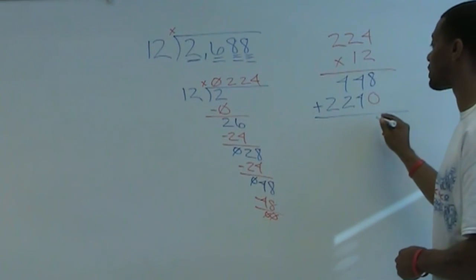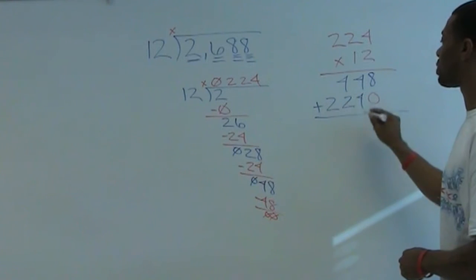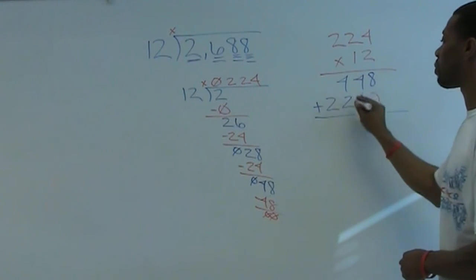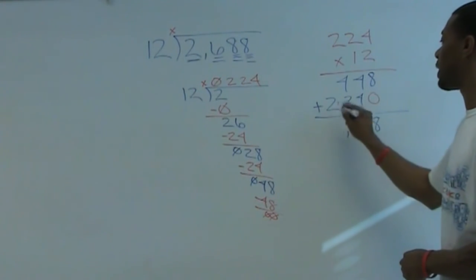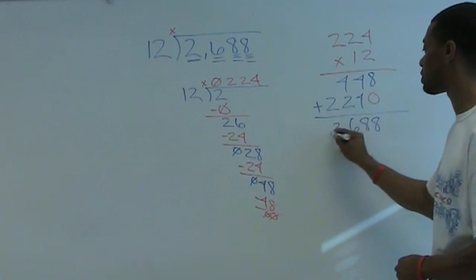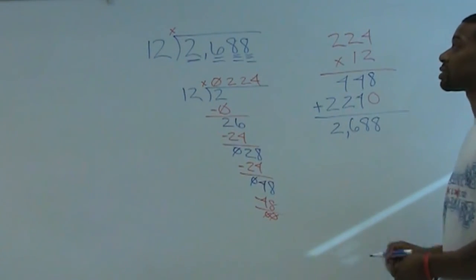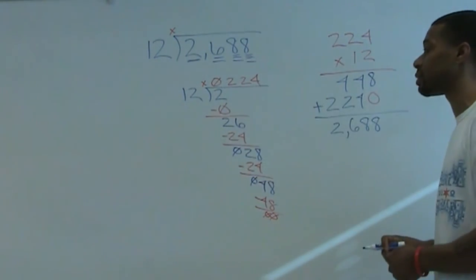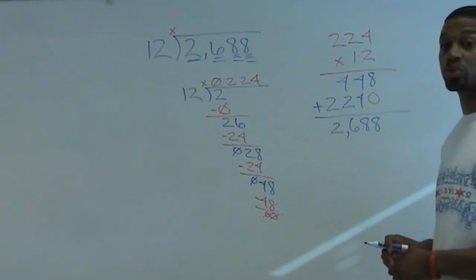8 plus 0 is 8. 4 plus 4 is 8. 4 plus 2 is 6. And 2 plus 0 is 2. So the answer to 2,688 divided by 12 is 224.